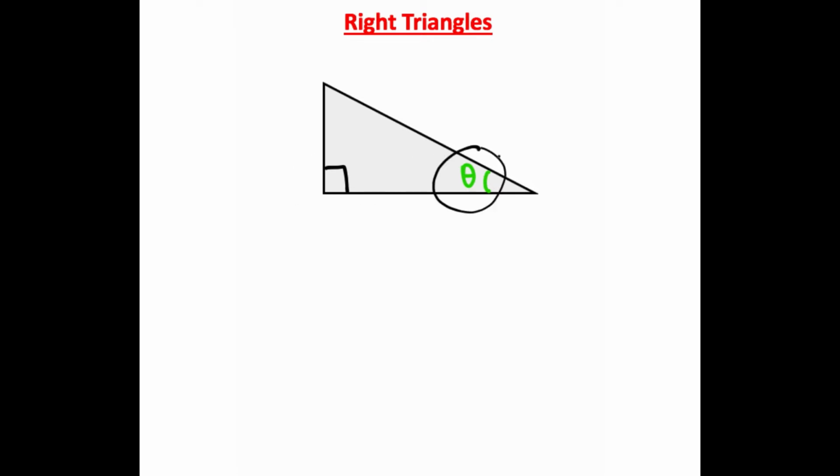Now you'll also typically be given an angle or have to calculate an angle, and that can be measured in either radians or degrees. Make sure that you have your calculator in the right mode. There's a degree mode and a radian mode.